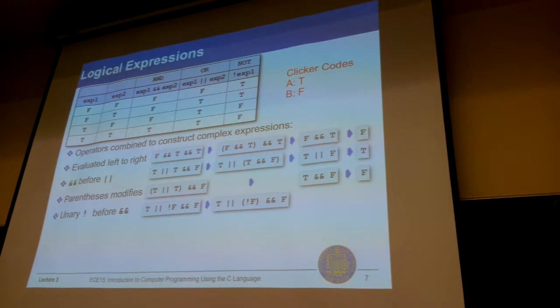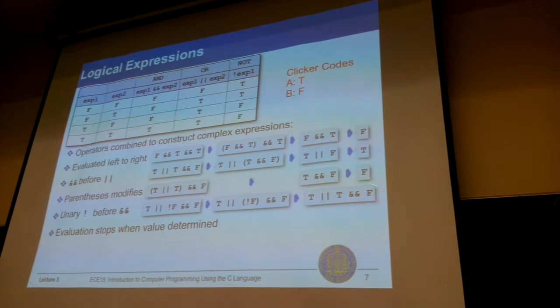Okay, great. I think you guys are doing pretty well with this one. So yeah, we're going to evaluate the not first. So the not will go to true. So now we have true, or, true, and false. Next in the order of operation is the and. And so the and will go to false. And then it'll look like this. And so we'll end up with a true for the overall expression.